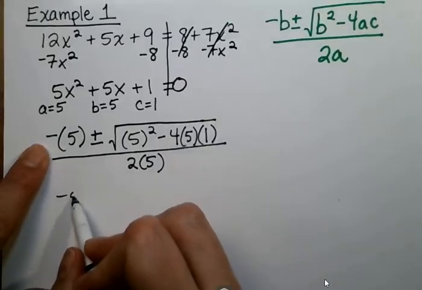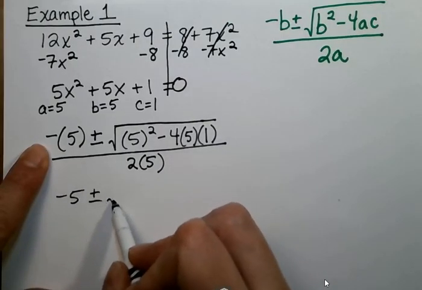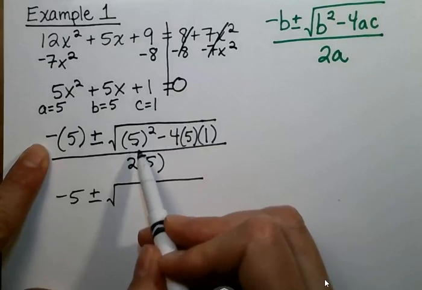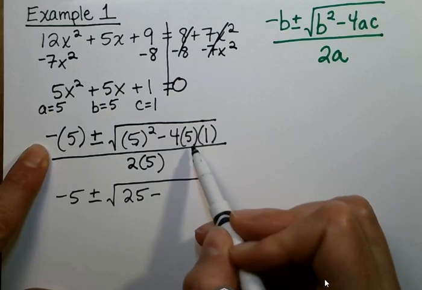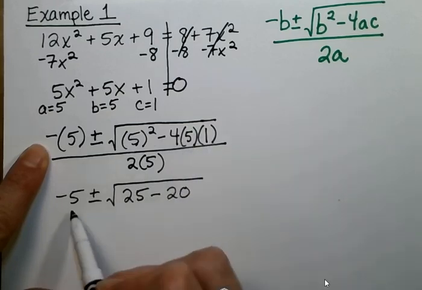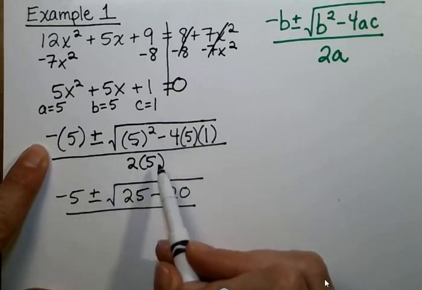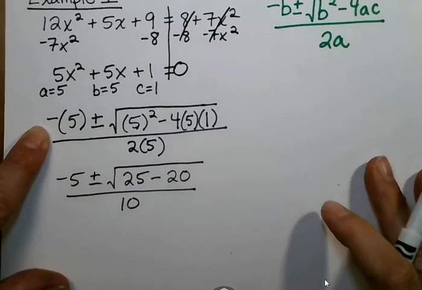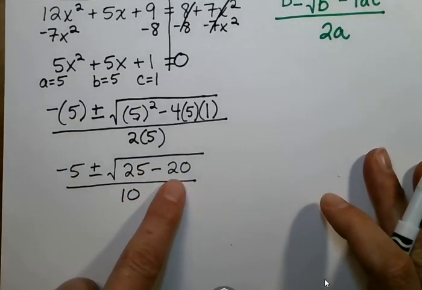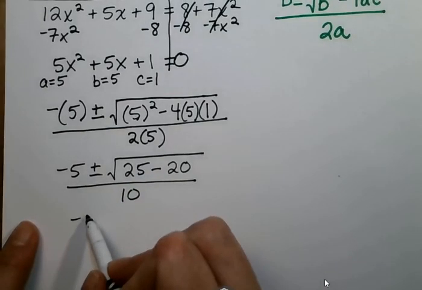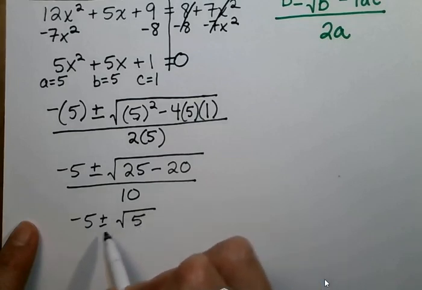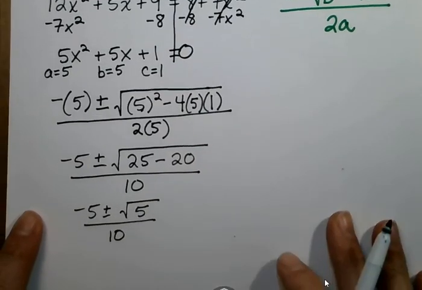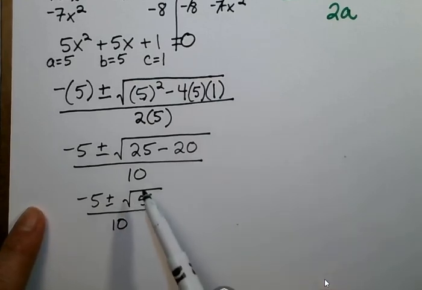Okay, once we plugged everything into the formula, we're going to begin simplifying. So we have this negative 5 plus or minus the square root. 5 squared is 25 minus 4 times 5 times 1 is 20, all divided by 2 times 5 is 10. Okay, we can simplify our radical further. 25 minus 20 is 5, so we have negative 5 plus or minus the square root of 5 all over 10.